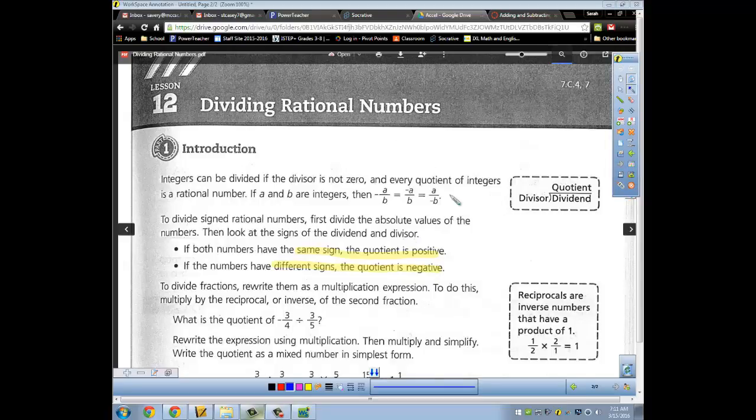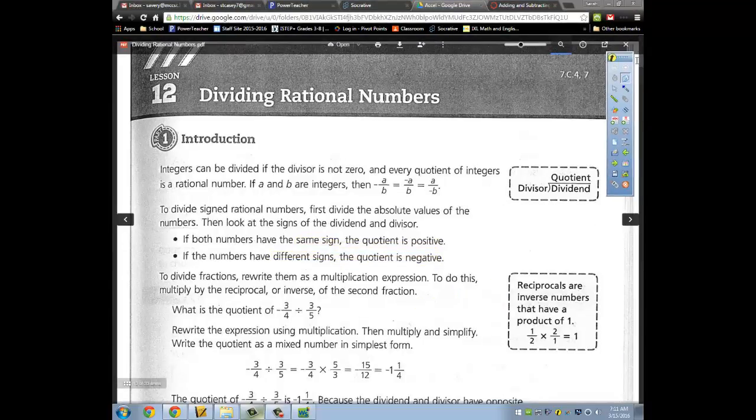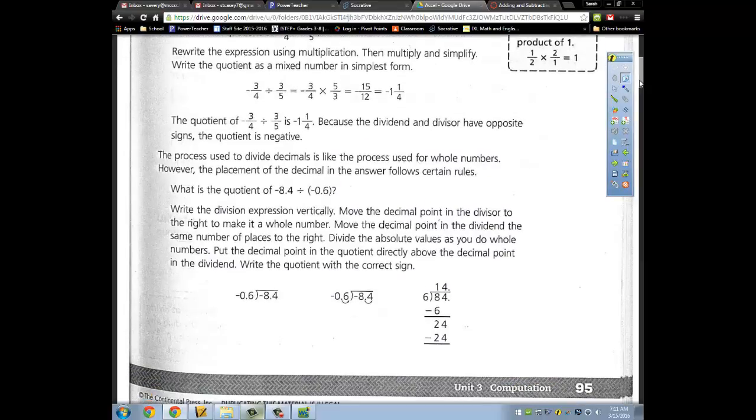When we divide fractions, we use what's called the reciprocal, which is pretty much just the opposite. So this is when we do keep, change, flip. So if you need to remind yourself of that, write it down. Keep, change, flip. We keep the first fraction, change division to multiplication, and flip your second fraction. So we're actually using the same rules that we use with multiplying rational numbers.